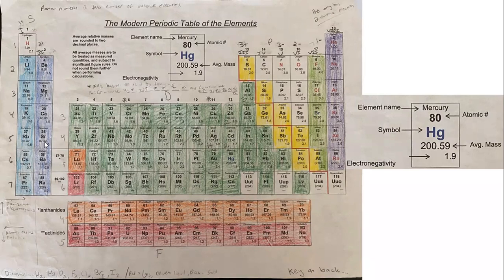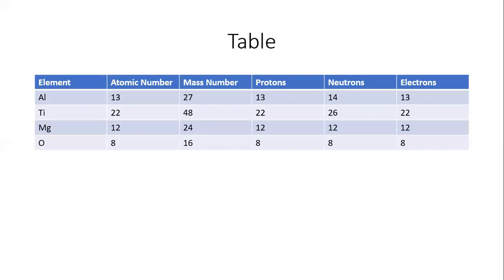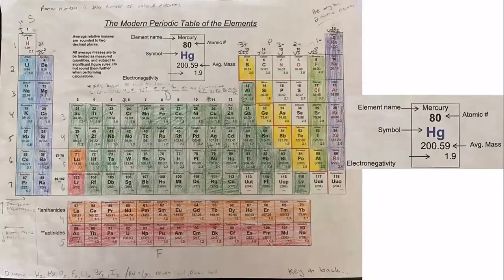Oxygen is the last one that we'll do for neutral. It's number 8 right here, and the atomic mass, or the average mass, is 16. So over here, we write 8 for the atomic number and 16 for the mass number. The atomic number is equal to the number of protons. Then the mass number minus protons, so 16 minus 8 is 8 neutrons. And the protons are equal to the electrons. So that is for the neutral elements.